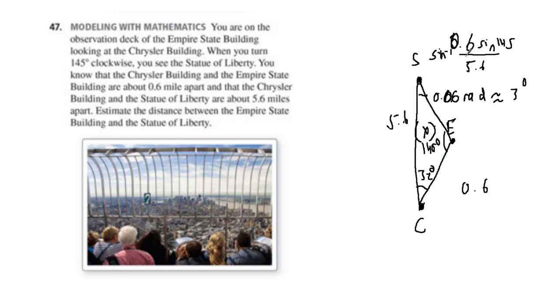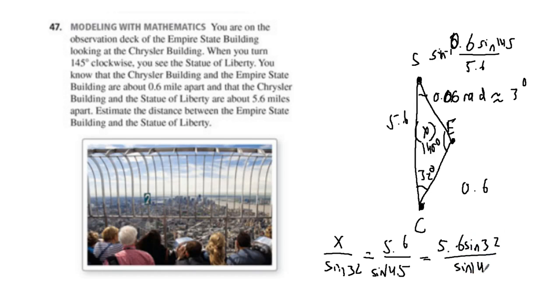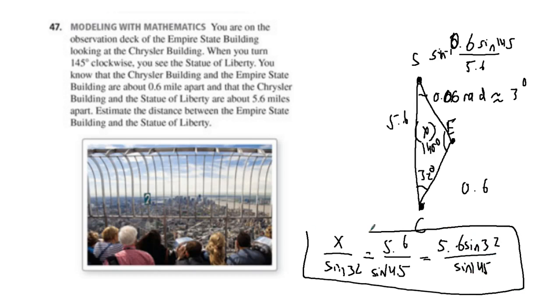So now we can set the same equality. This time you have to put the x on the top. So x over the sine of 32 is equal to, and you can leave it in the exact form. Leaving it in the exact form is actually pretty good, but you also should know how to calculate these by degrees, not just by radians, and you also have to know how to calculate it by radians as well. So this is your final answer for x. This is the distance between the Empire State Building and the Statue of Liberty.